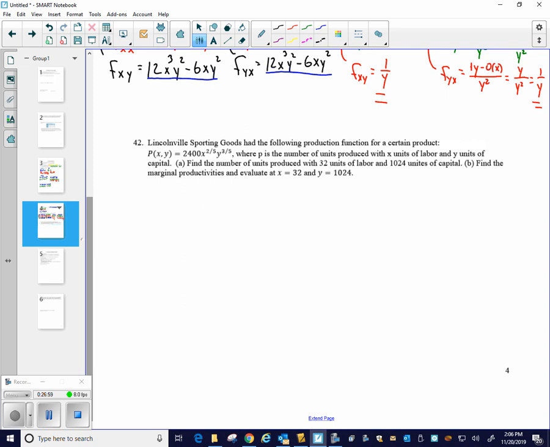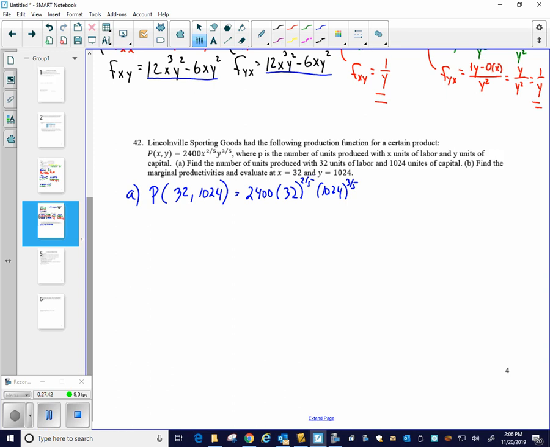So the first part, part A, is really simple because all it's asking us to do is plug in 32 units of labor and 1024 units of capital into the P function. So really part A is just looking for P at (32, 1024). So let's go ahead and plug that in. That's going to be 2400 times 32 to the 2/5 times 1024 to the 3/5.